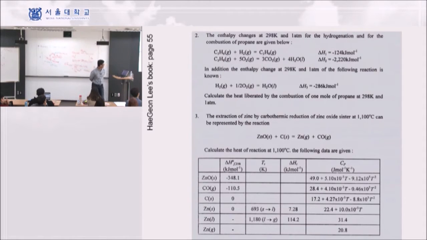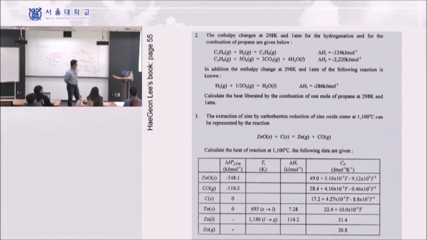Next one, question number 3. We have extraction of zinc by the carbothermic reduction of zinc oxide at 1100 degrees Celsius, and it can be represented in this way. So ZnO solid with carbon becomes Zn gas phase and CO gas phase. Calculate the heat of reaction at 1100 degrees Celsius based on all this information here, okay? So ZnO solid, carbon solid becomes Zn gas phase and CO gas phase. Okay, I'm going to calculate delta H of this chemical reaction.